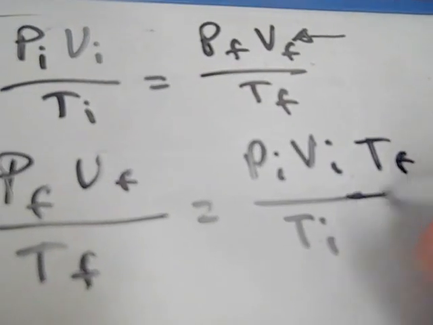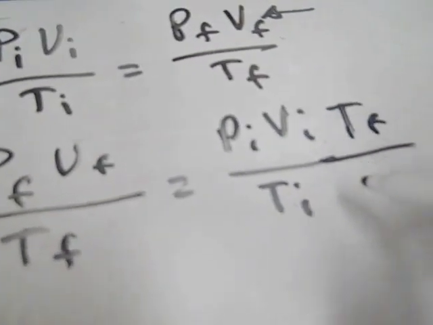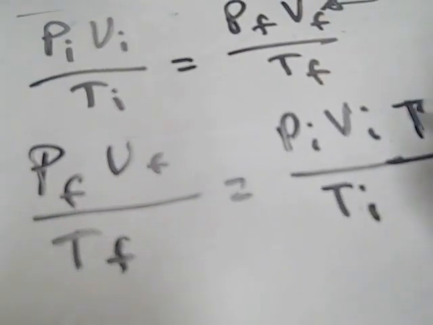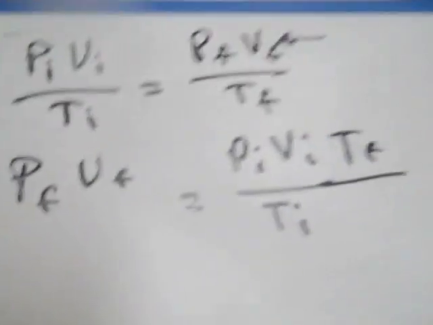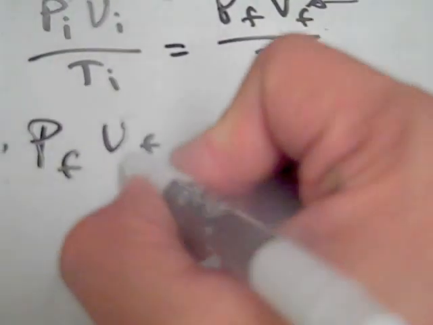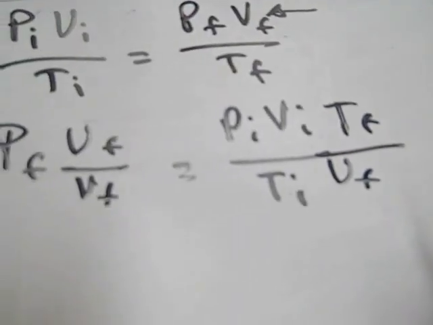If you do that, it's like saying this. Multiplying both sides by T sub F, that cancels out just like so, and you can get rid of this. So the equation looks like that. And then lastly, we can divide both sides by V sub F. So the equation looks like that.